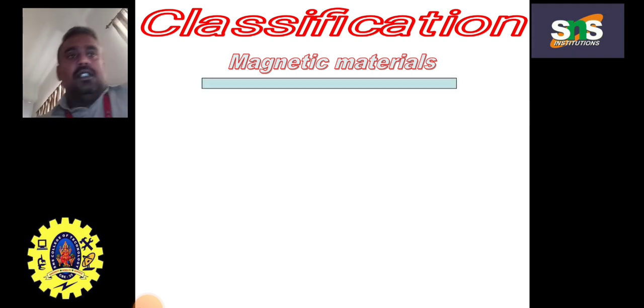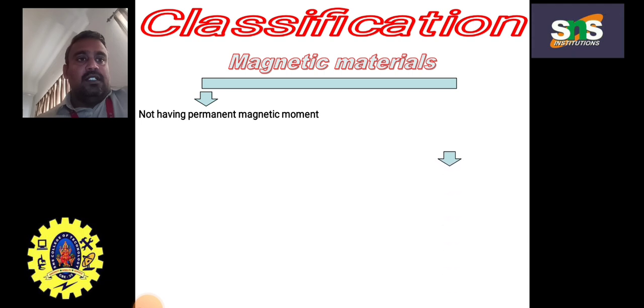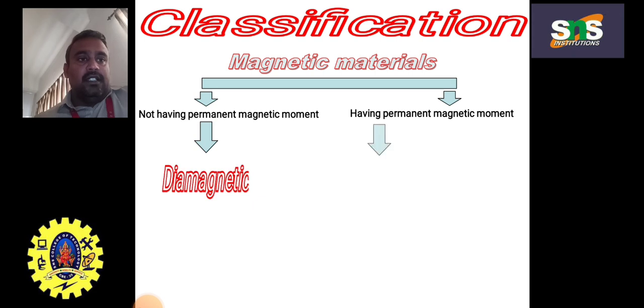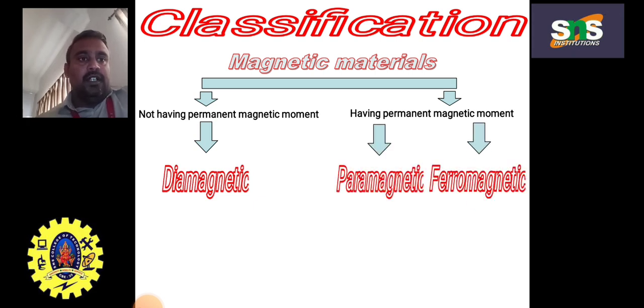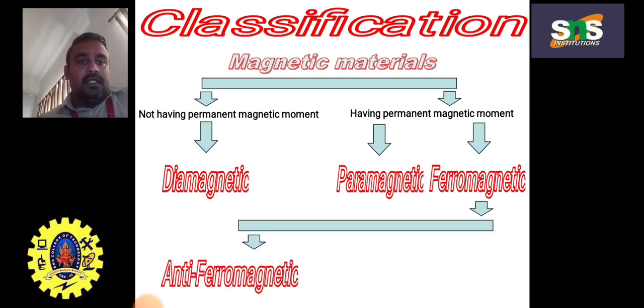So the next important topic, classification of magnetic materials. Basically magnetic materials have two types of classifications. The first one is not having permanent magnetic moment. The second one is having permanent magnetic moment. The example for not having permanent magnetic moment is diamagnetic materials. Then, having permanent magnetic moment: paramagnetism and ferromagnetism, then antiferromagnetism and ferrites.